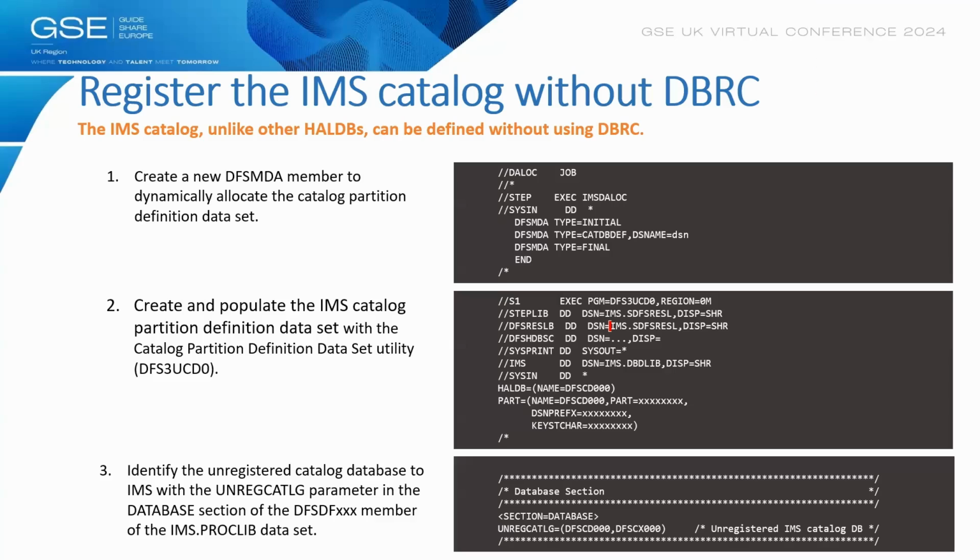Okay, so this is how you can define your IMS catalog to IMS without DBRC. And from here, it basically knows the name of the IMS catalog databases.